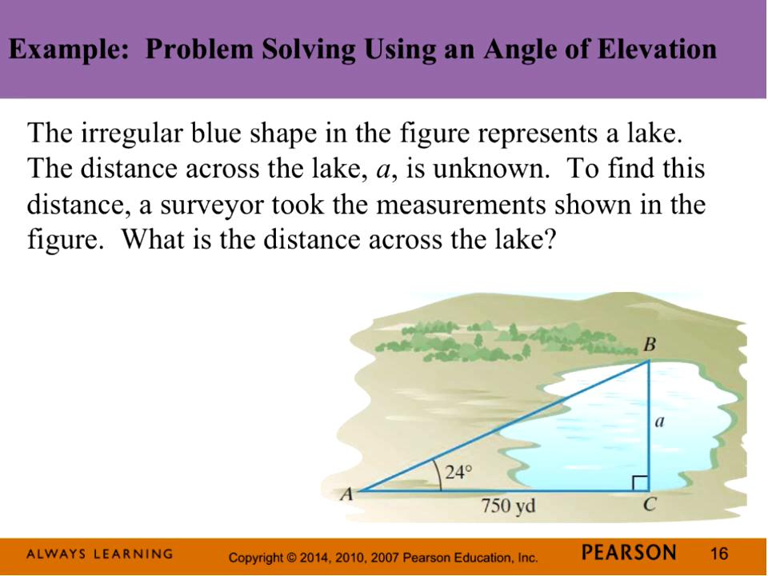Okay. So we are given a problem here. We have this lake, and we're told the irregular blue shape in the figure represents a lake. I would hope that you would have known that before they stated it. The distance across the lake, A, so I'll just highlight the distance here across the lake, is unknown. To find this distance, a surveyor took the measurements shown in the figure.